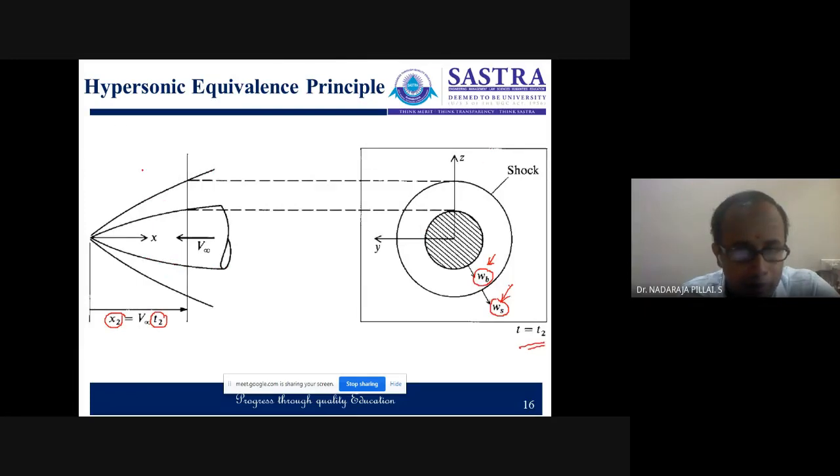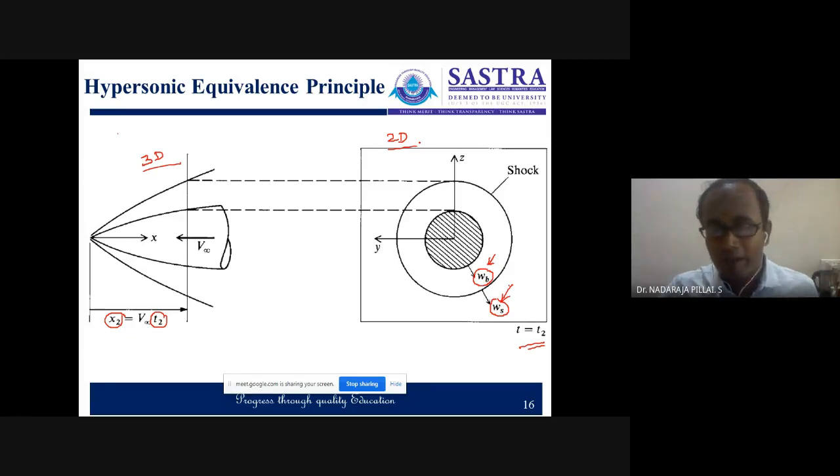So here it is in 3 dimensions, and now we represent the same in 2 dimensions. So here it is 3D and here it is 2D. So we can say that the hypersonic equivalence principle says that the steady hypersonic flow over a slender body can be constructed from an unsteady flow in one less dimension. That is what the hypersonic equivalence principle is.